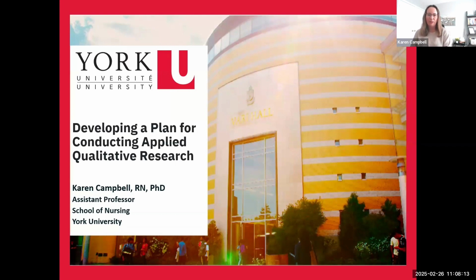Today, I'm talking specifically about developing a plan for applied qualitative research. So I'll talk a little bit about what that is, but just to note that I am an applied qualitative health researcher, and you might actually hear me say applied qualitative health a lot, just because that's the work I do, but this really is about applied qualitative research.